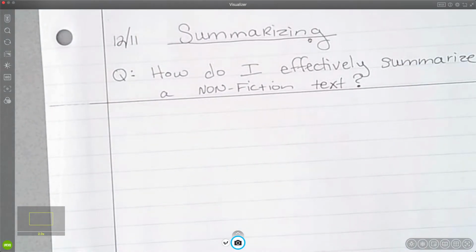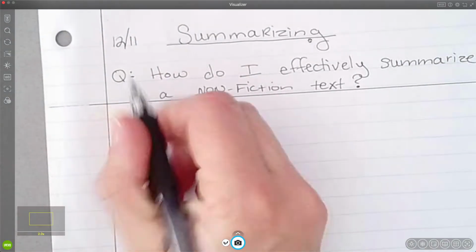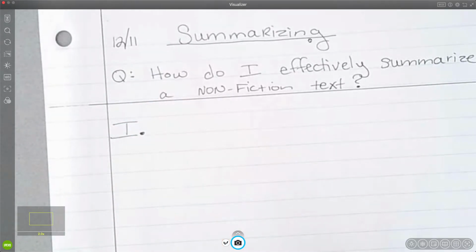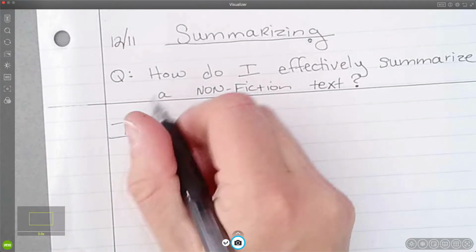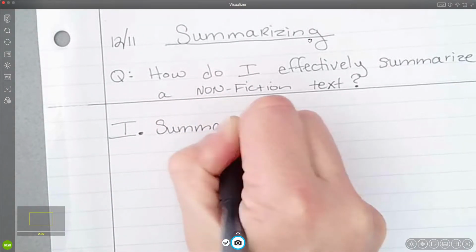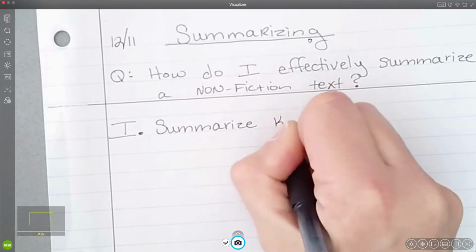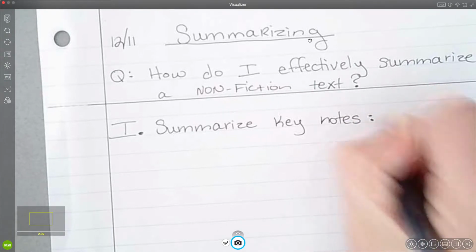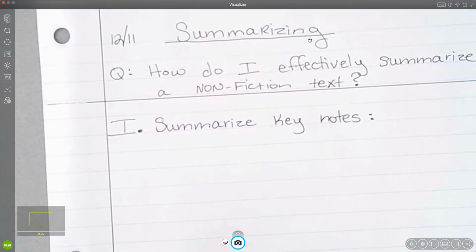Okay? So, first thing, I want you to put a letter I for Roman numeral number 1. Summarizing key notes. Okay, these are the key things that you have to do when you summarize.